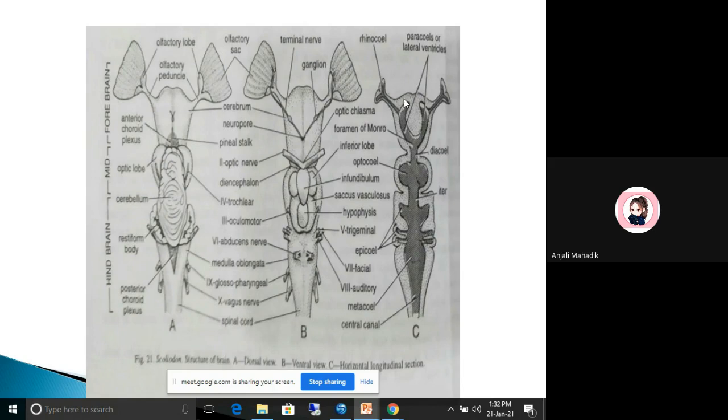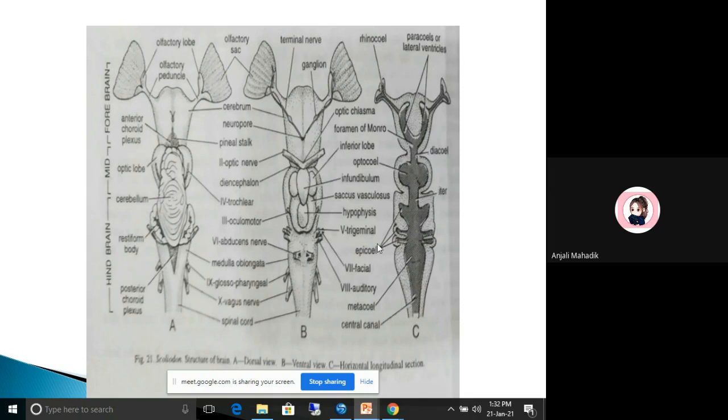The cavity of the olfactory lobe is called the rhinocele, on both sides. Then the cavity of the cerebrum is called the lateral ventricle or paracele. These two lateral ventricles unite through the foramen of Monro. Then the cavity of the diencephalon is called the diocele or third ventricle. The optic lobes' cavity is called the optocele. And the narrow canal between the epicele and optocele is called the iter.